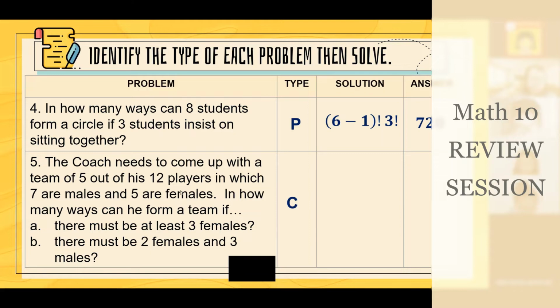So there are 12 players and the coach would like to come up with a team of 5, a team consisting of 5 members out of 12 players. 7 are males and 5 are females. So letter A, there must be at least 3 females. We had an example of this before. So what do you remember? Okay, what is your computation, Enzo? 12C3 plus 12C4 plus 12C5. Okay, who has another solution? Thank you, Enzo.